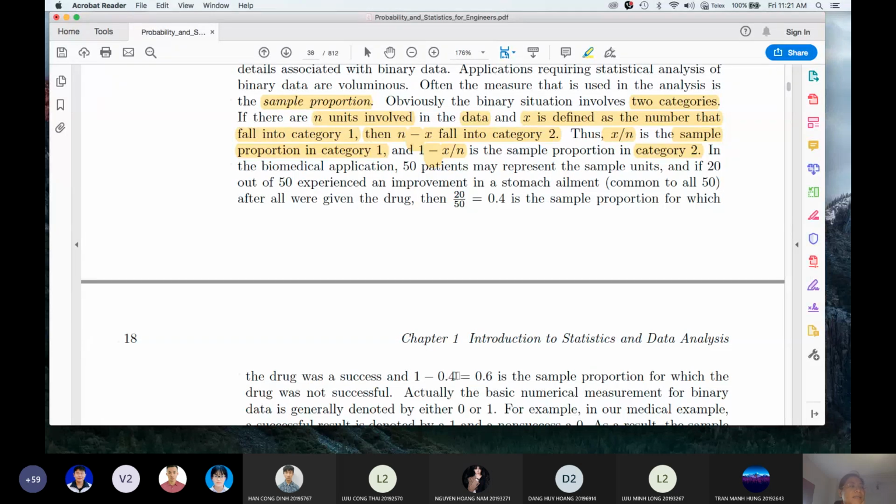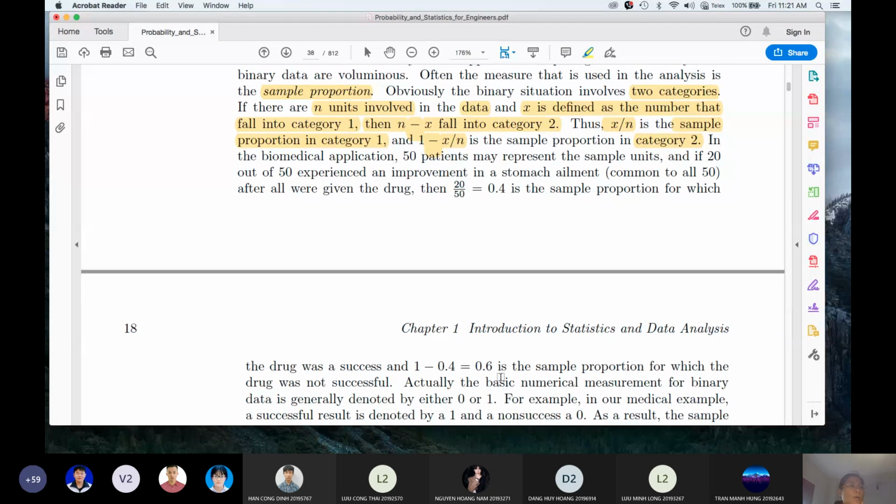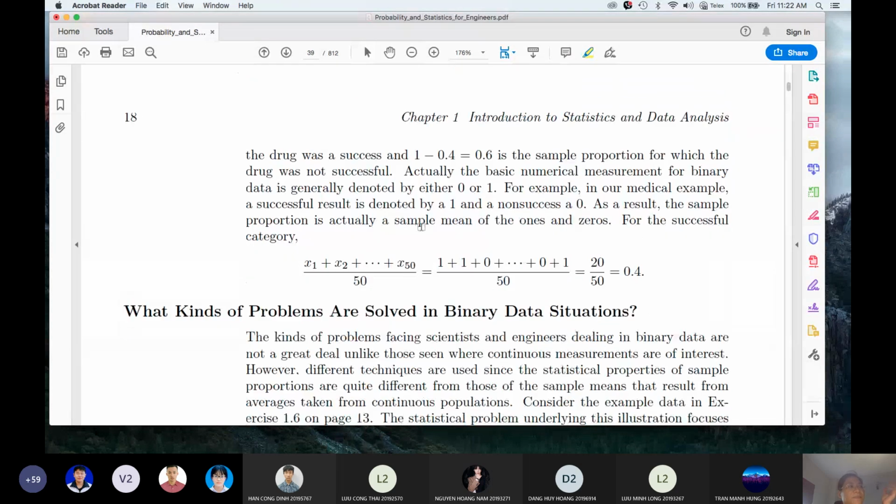And 1 minus 0.4, which is 0.6, is the sample proportion for which the drug was not a success. So we have a new concept, the sample proportion. If we have several categories, 1, 2, up to K, we consider the number involved in each category, and we have the fraction: the number supporting one category over the number of samples. That is the sample proportion, okay?